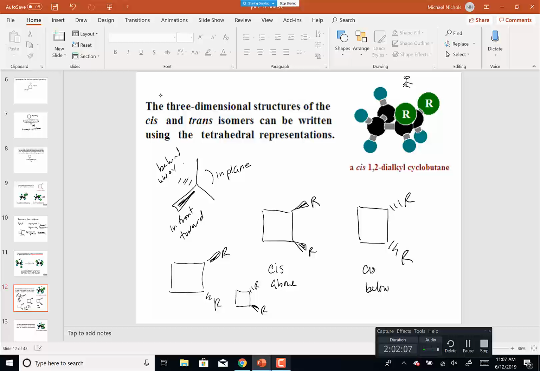So now I can represent the cis and trans possibilities for the ring in two-dimensional space by writing them like that. And we're going to write the tetrahedron of the carbon in that bold and dashed format a lot. So that's something new we need to know about rings. Does that make sense?